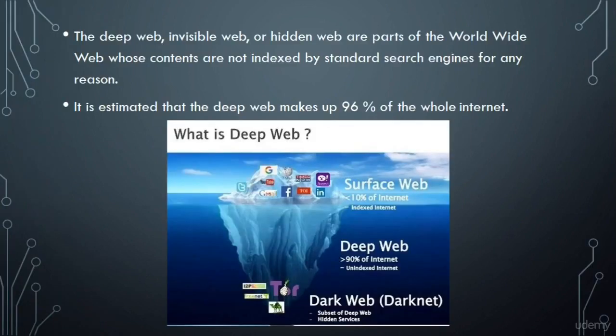So let's get started. Basically the deep web, also known as the invisible web or the hidden web, are parts of the World Wide Web whose contents are not indexed by standard search engines or cannot be indexed by web crawlers. That means that you can't really find this information using the standard search engines, and it is estimated that the deep web makes up 96% of the entire internet, and that's really a lot when you consider how big the surface web really is.